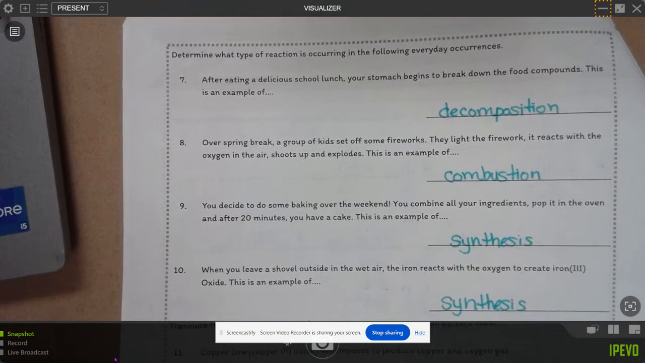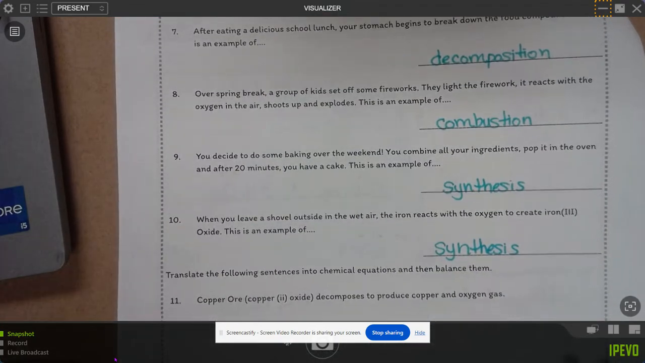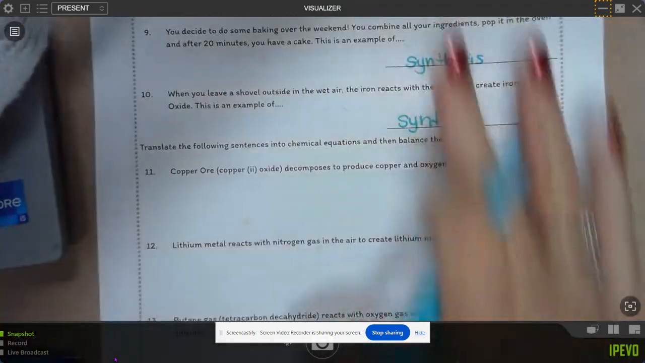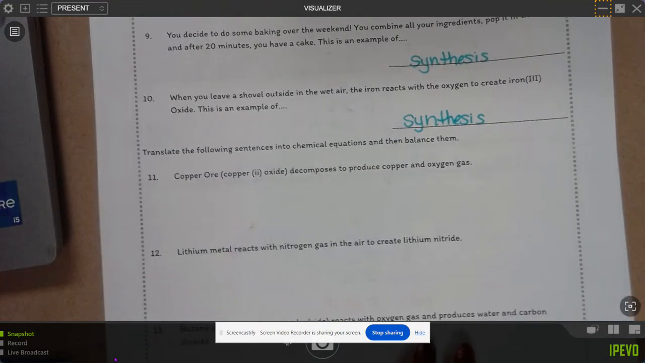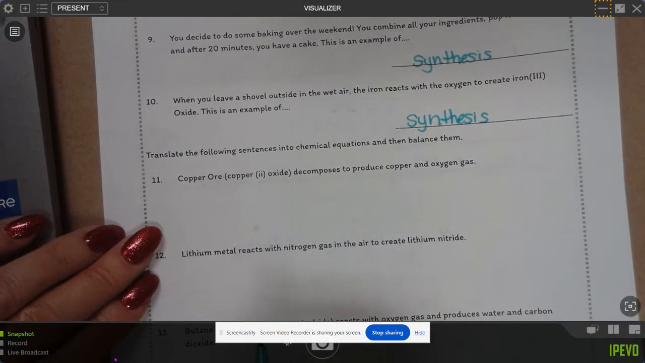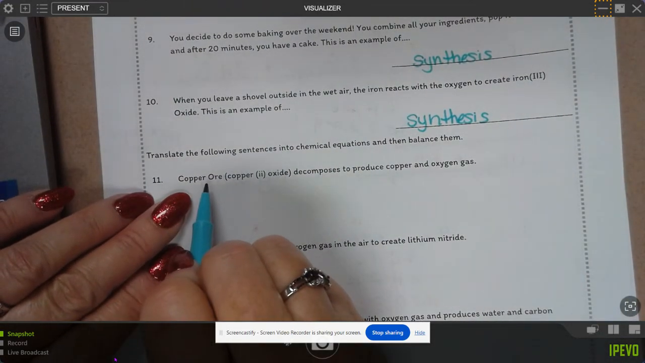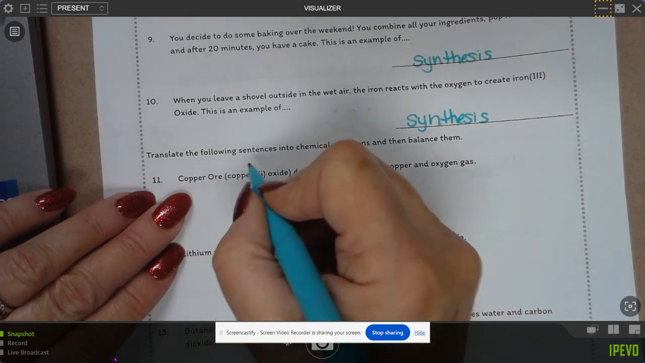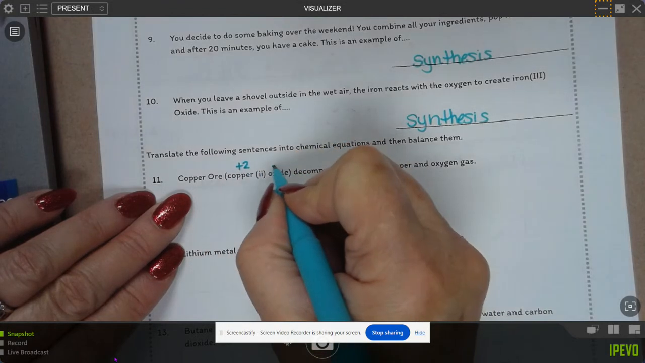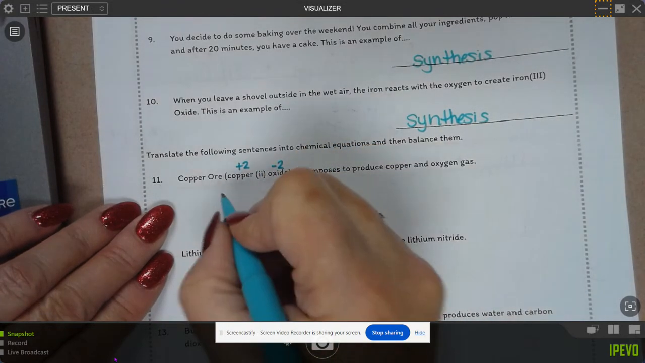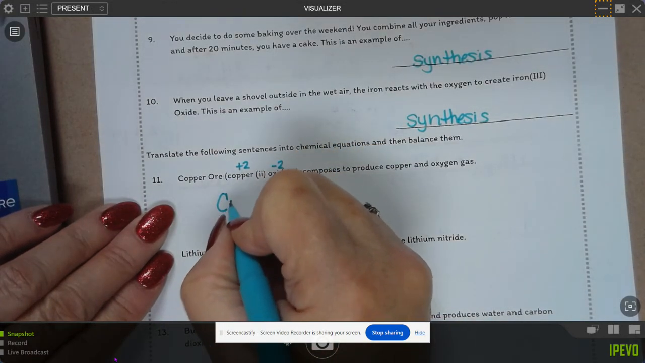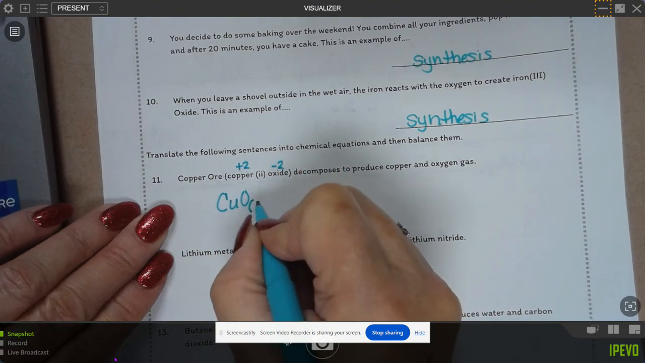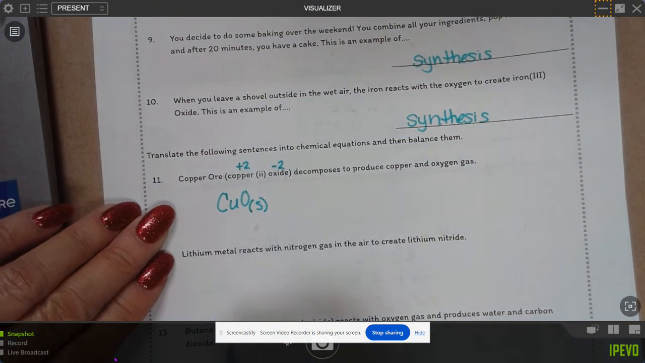Okay. All right, now we have to write some equations. We're going to take these word equations and turn them into chemical equations. So copper ore, which is copper(II) oxide. That means copper has a +2 charge, oxygen has a -2 charge. So that's just going to be CuO. It's ionic, so it's a solid.